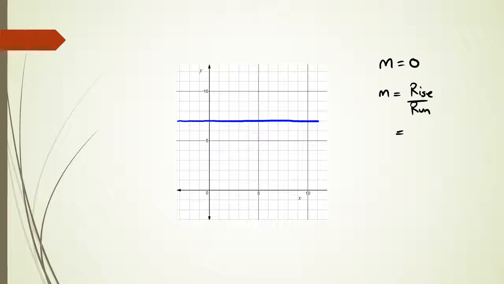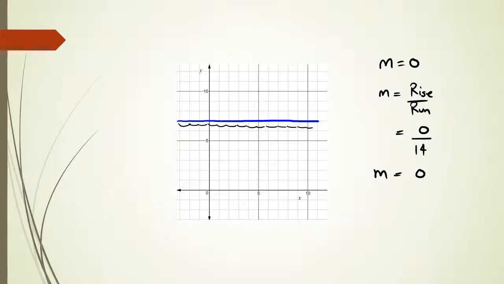If we have a look at the run in this case, we're starting from here, so it's 1, 2, 3, 4, 5, 6, 7, 8, 9, 10, 11, 12, 13, 14. Really should have picked a smaller number. 14. But if you look at the rise, there is actually no rise. And because of that, your gradient is going to equal 0, because 0 divided by any number is 0. So if you get a flat horizontal line, the gradient is always going to equal 0.